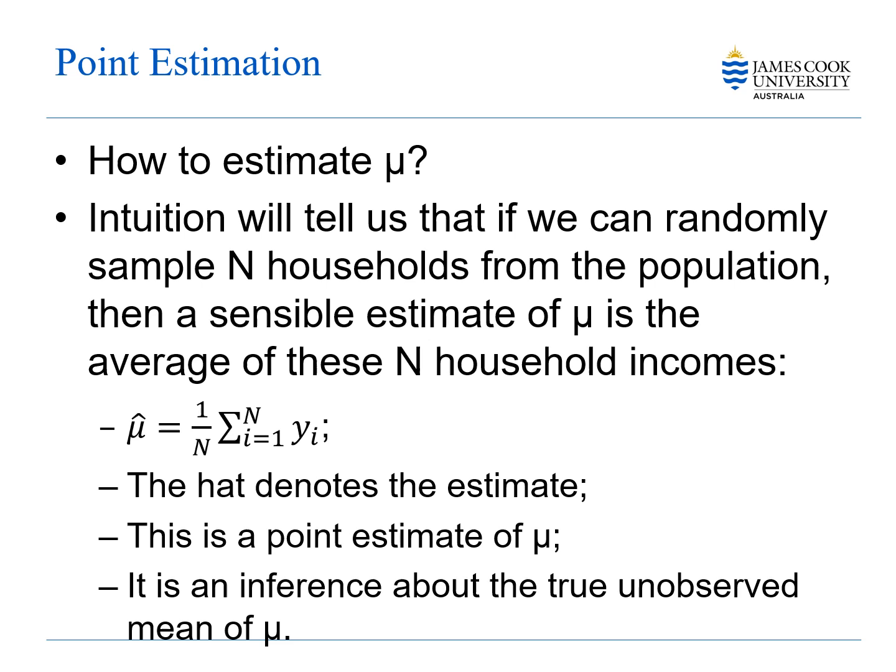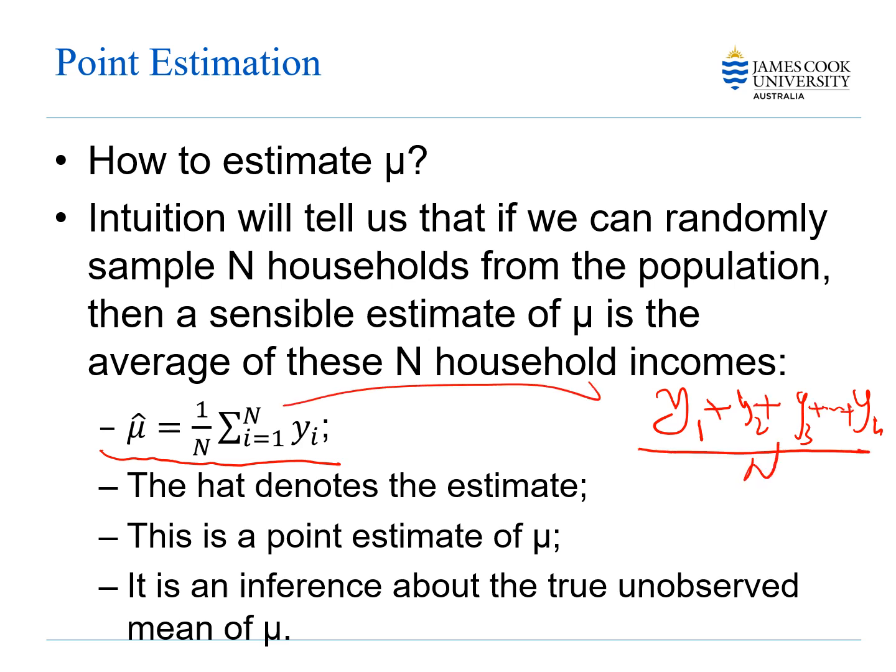How can we estimate mu? Intuition tells us that since we want to estimate the mean, which is an average, if we can randomly sample n households from the population, say from the Australian population, it could be 10, 20, 30, then a sensible estimate of mu is the average of these n household incomes. So let's estimate that, a simple estimator. We have household 1 with income Y1, Y2, Y3, until Yn. We add them up and divide by n.